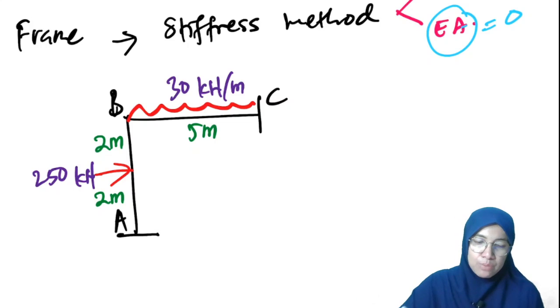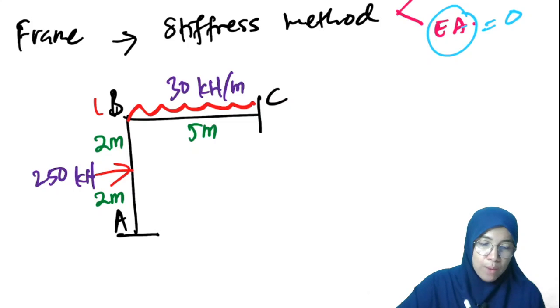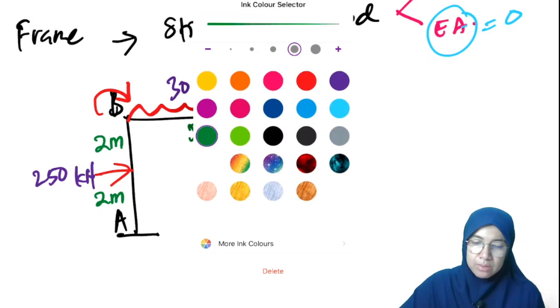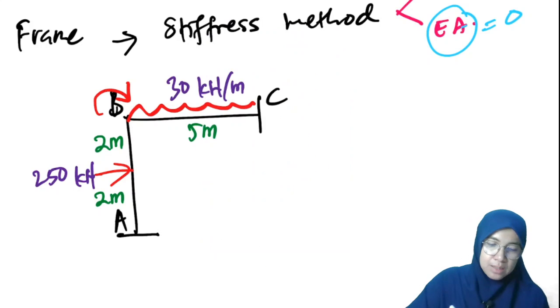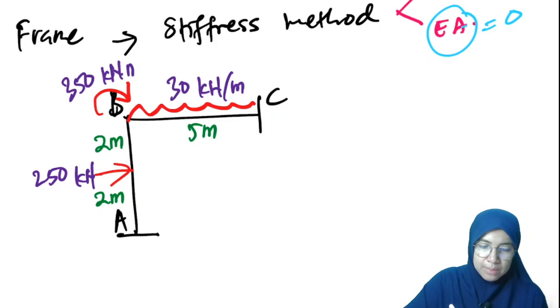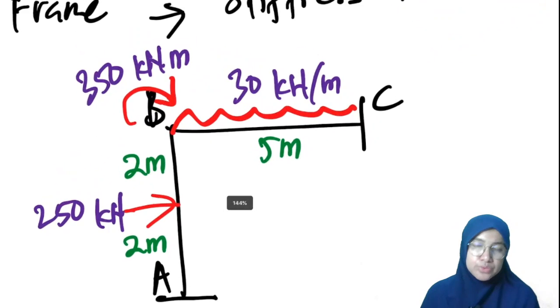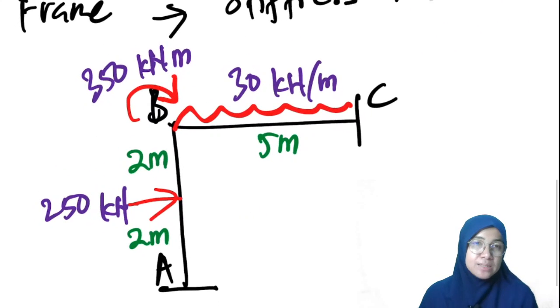An applied moment which is subjected clockwise, with a magnitude of 350 kilonewton meter. So let's look at this frame. We are trying to analyze this using the stiffness method.